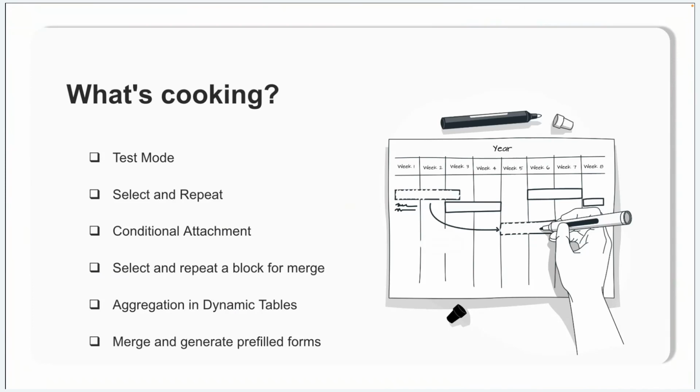And next you have select and repeat. So you can select an existing table with rows and columns to convert it into a repeat subform table. And you can also repeat multiple rows and columns using this. And next you have conditional attachment. So based on the condition set, you can use an attachment.